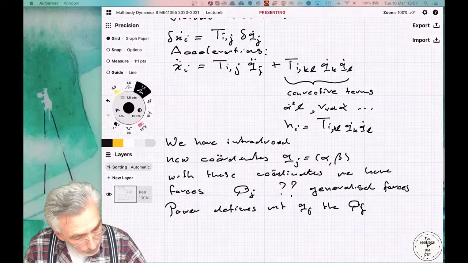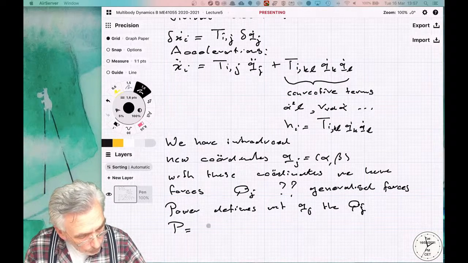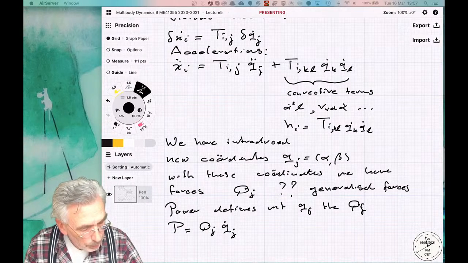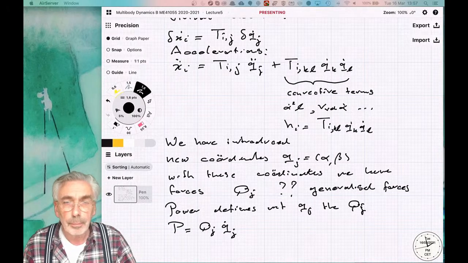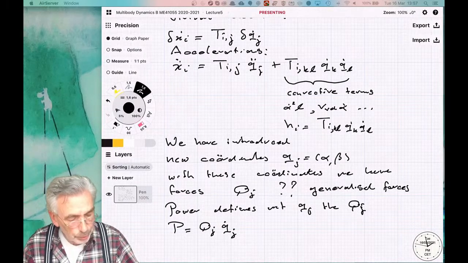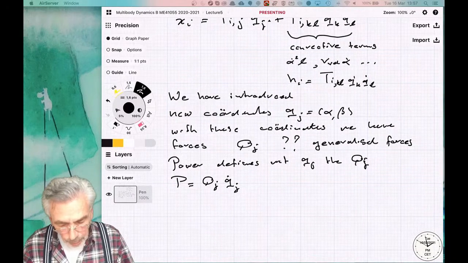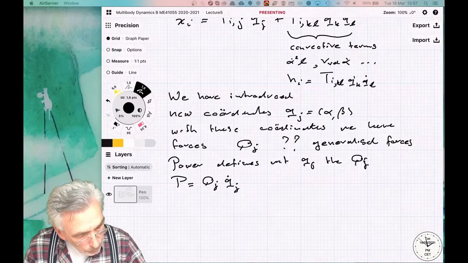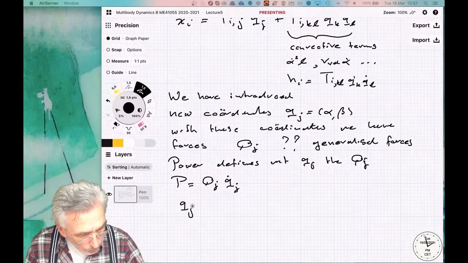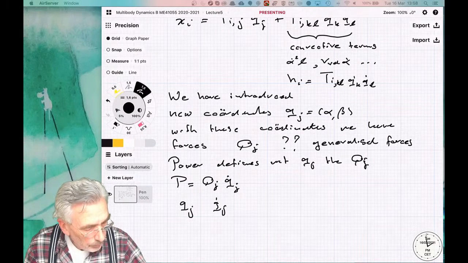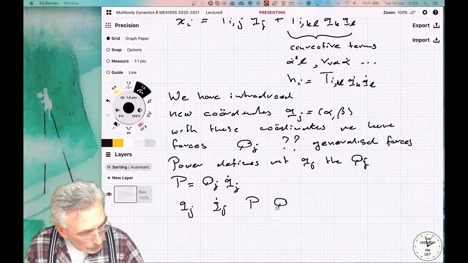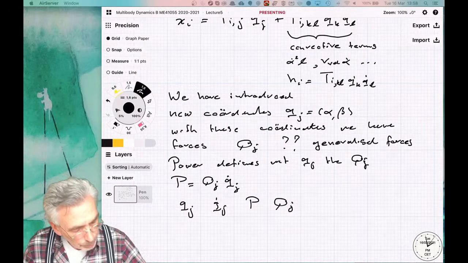So we write that this power equals Qj q dot j, the sum over j, so it's the force times the velocity. But this is a generalized coordinate, so this is a generalized force. And what do we mean by that? Well, let's take a look at that. We define q, then we get a q dot, and then power ties us to what is actually our generalized force. So that is the way.